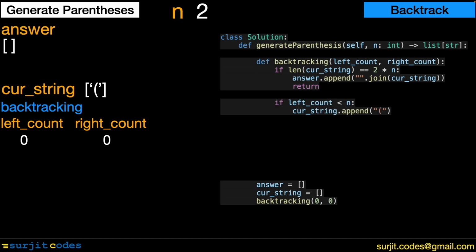If the count of left parenthesis is less than n, we add a left parenthesis and call the backtracking function with increased count of left parenthesis.